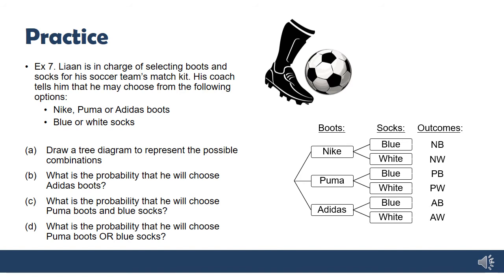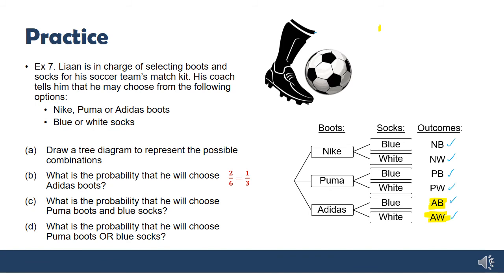So our outcomes, you could have Nike and blue, Nike and white, Puma and blue, Puma and white, and so forth. So I can see if I count my total sample space, or the total number of outcomes, I have 1, 2, 3, 4, 5, 6 total outcomes, and I can answer the questions. What's the probability that he will choose Adidas boots? So highlight all the ones that have Adidas, and that is 2 out of the total 6 possibilities, which simplifies to 1 out of 3.